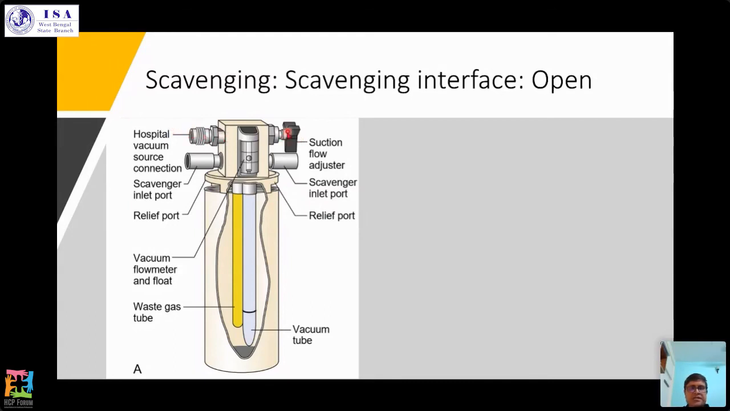Here it is connected to the hospital vacuum, and this can be controlled by a valve. And we have a flow meter and float here. There can be a flow meter and float here also. This will tell you how much the vacuum is working. So gas comes through it and goes through it to the connection, vacuum, hospital suction. If there is excess gas or if there is more vacuum created here, gas will enter or exit from this open area, these relief ports.